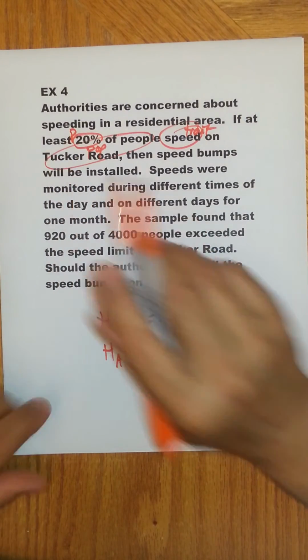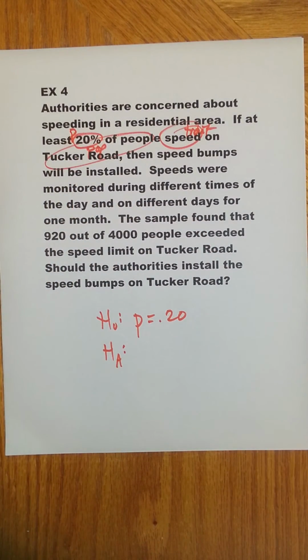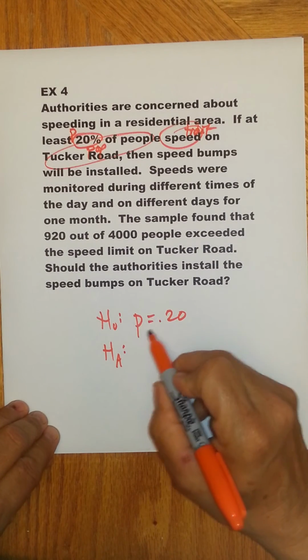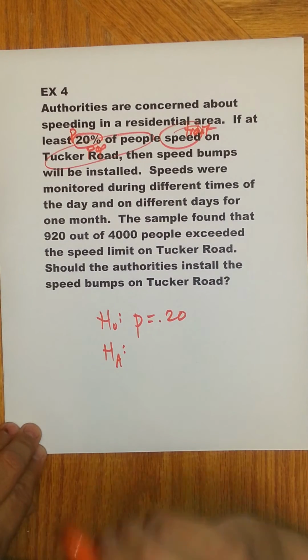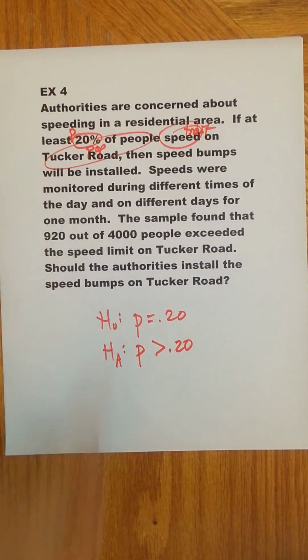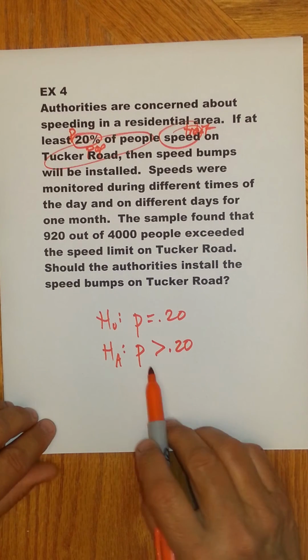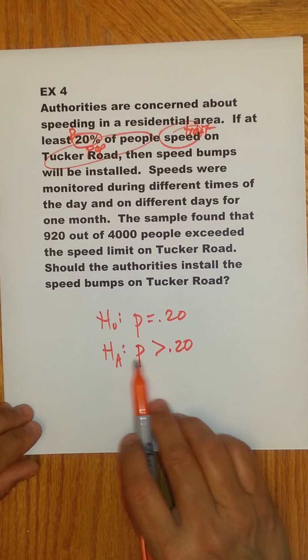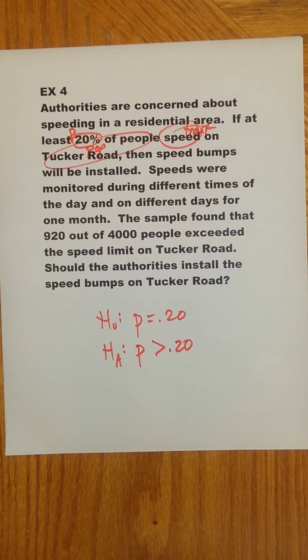Now, at least 20% means equal to 20% or more. But remember, we don't include the equal sign in the alternative because that's taken up by our null. So here I'll have to say strictly greater than. It doesn't matter that the problem says at least, which really does mean equal to also. We have to write p, the percent of people who are speeding on Tucker Road, is strictly greater than 20%. All right.